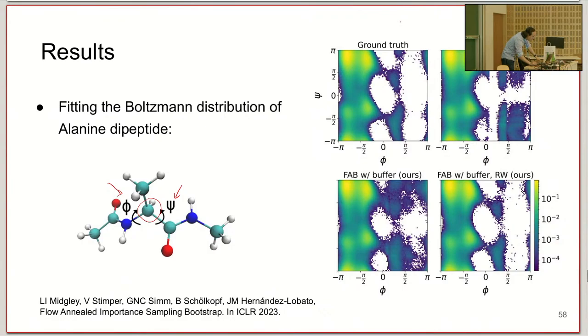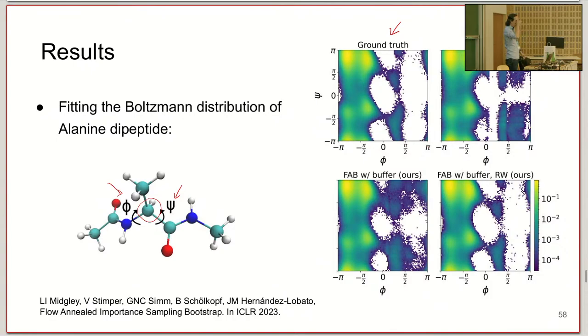We show here a 2D histogram for these angles. So you will be sampling from the 3D configuration of the atoms. This is about 30 dimensions. But then you look at the histograms of the angles, phi and psi, in this plot. And you see that there are multiple modes there. This is the ground truth, generated with some simulation for quite some long time.